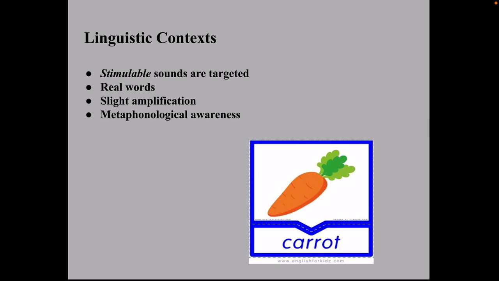Then there are the linguistic contexts. Stimulable sounds are targeted, like I said. We would use real words, such as, to give an example, prevocalic k. We could use carrot or car. You would have slight amplification of those target words. And you would also aim to encourage metaphonological awareness, for instance, with rhymes.